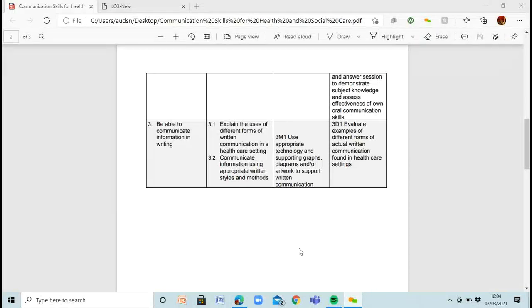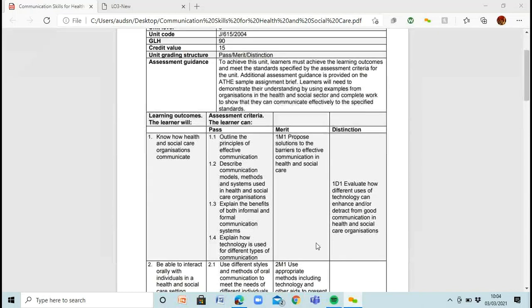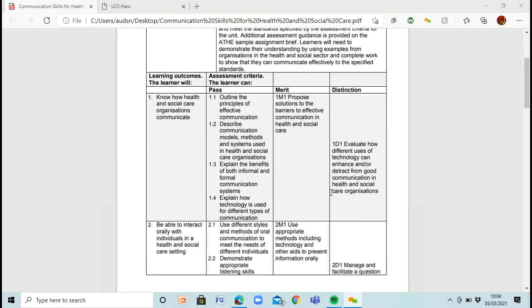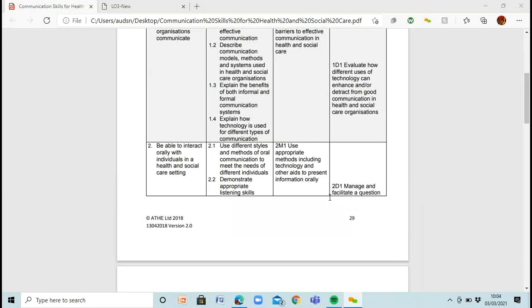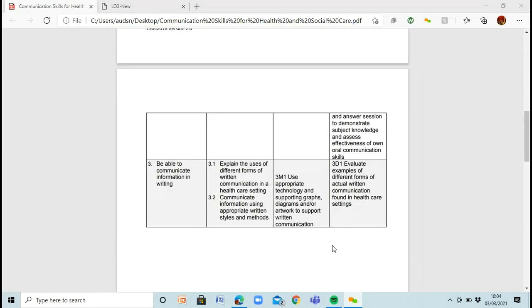Good morning. We're going to be looking at Learning Outcome 3 today. We've looked at Learning Outcome 1 and Learning Outcome 2 for the communication unit. We looked at how organizations communicate in the first section, then at our own personal skills and how we should be interacting with people. Now we're going to be looking at Learning Outcome 3, which is be able to communicate information in writing.